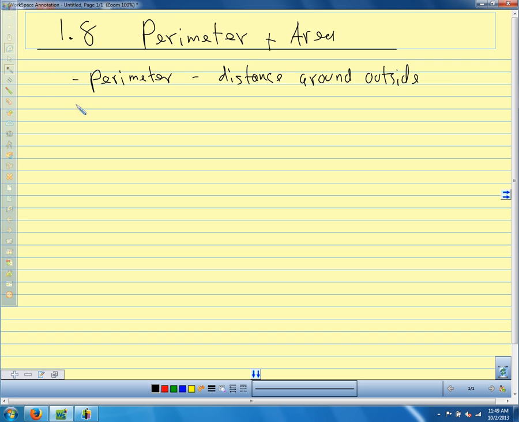What about the area? What is the area talking about? How much space is inside? How much room is inside? The area is talking about the room or space inside.